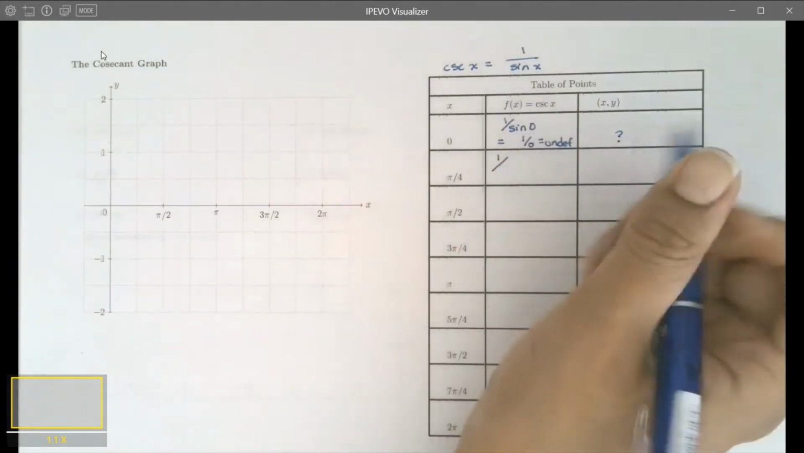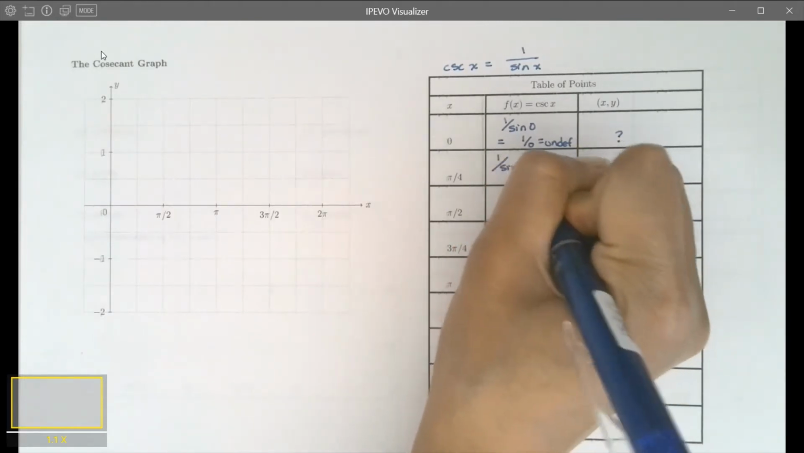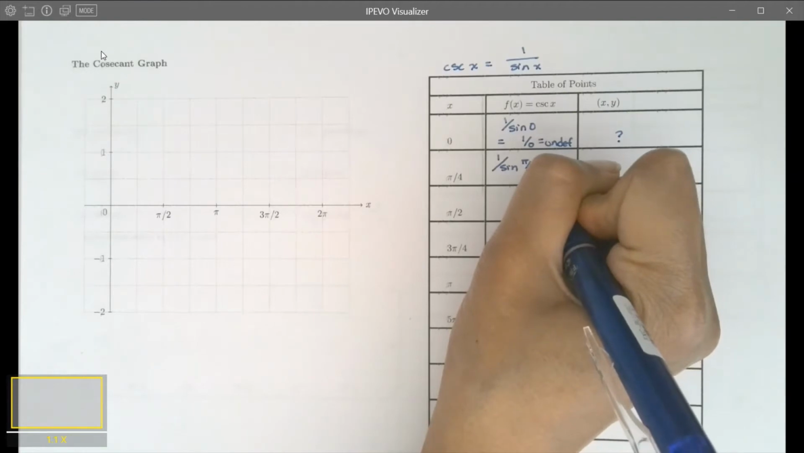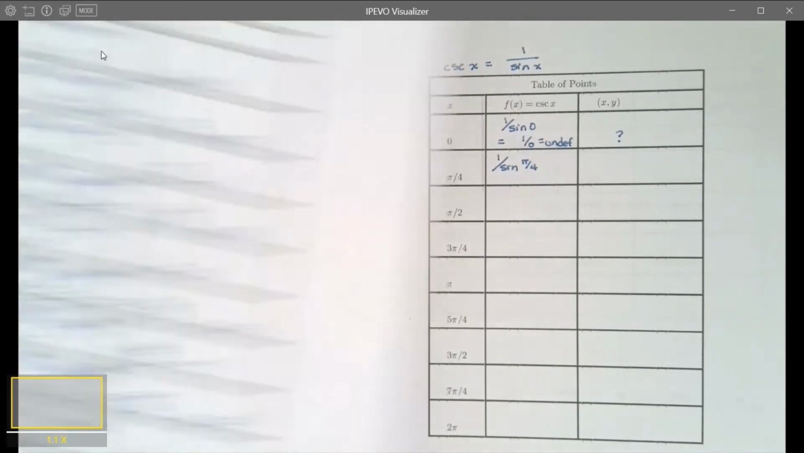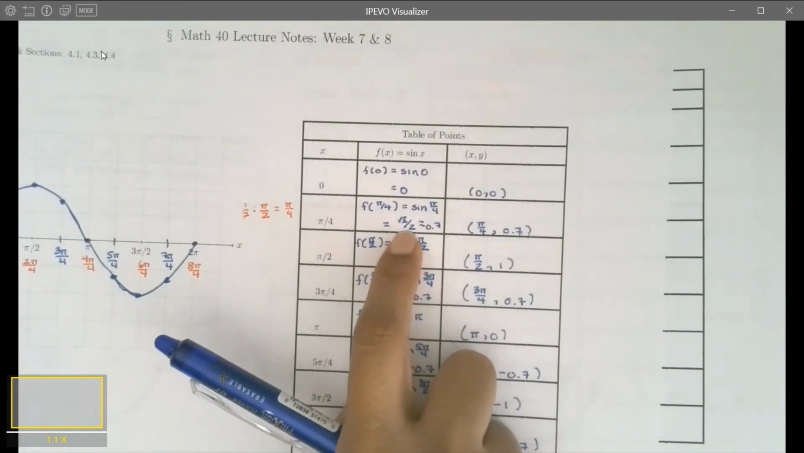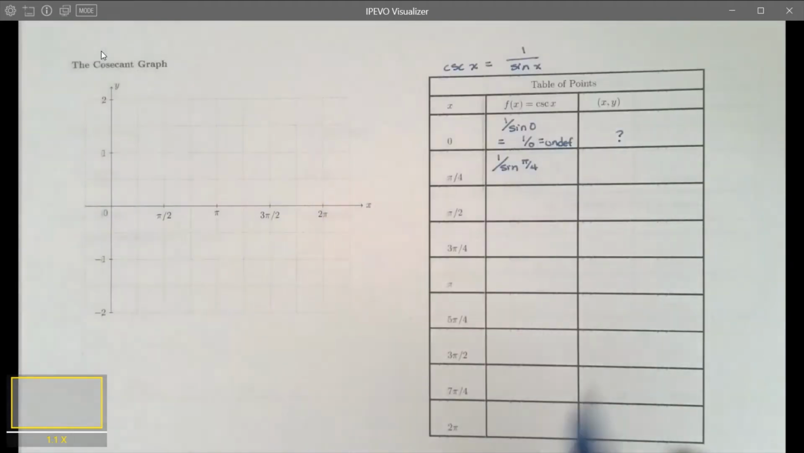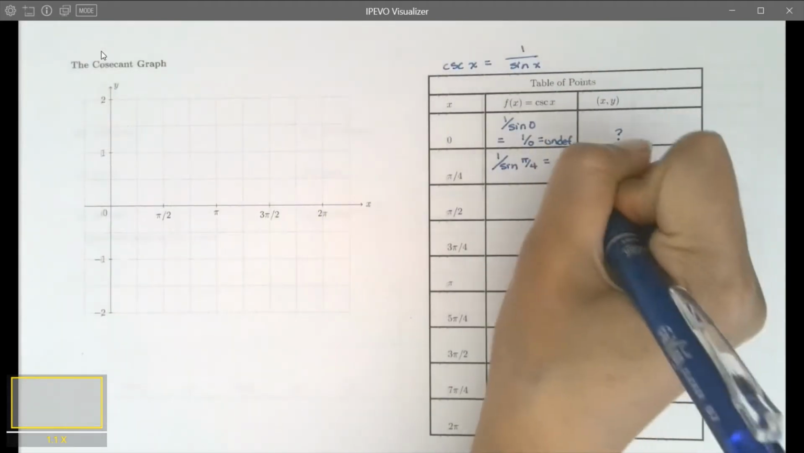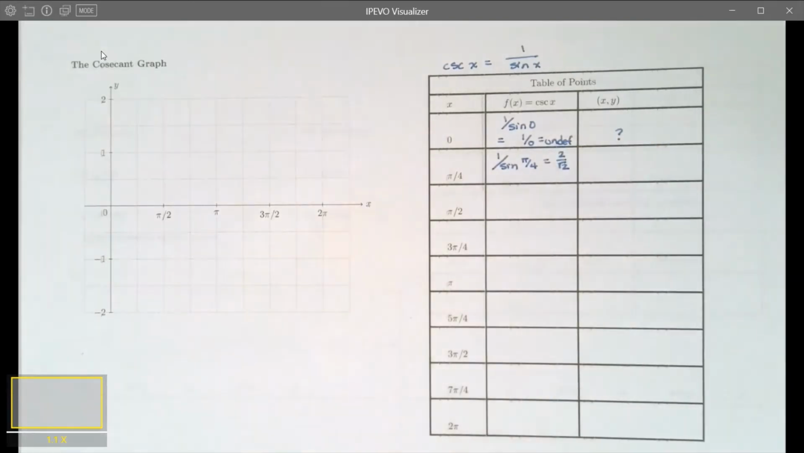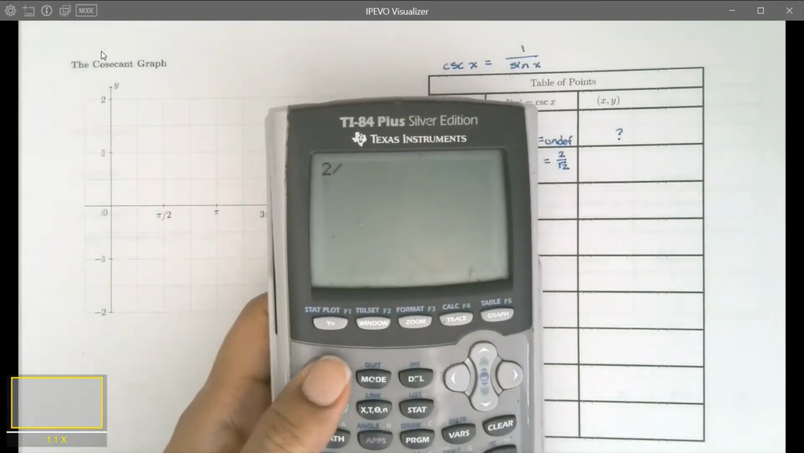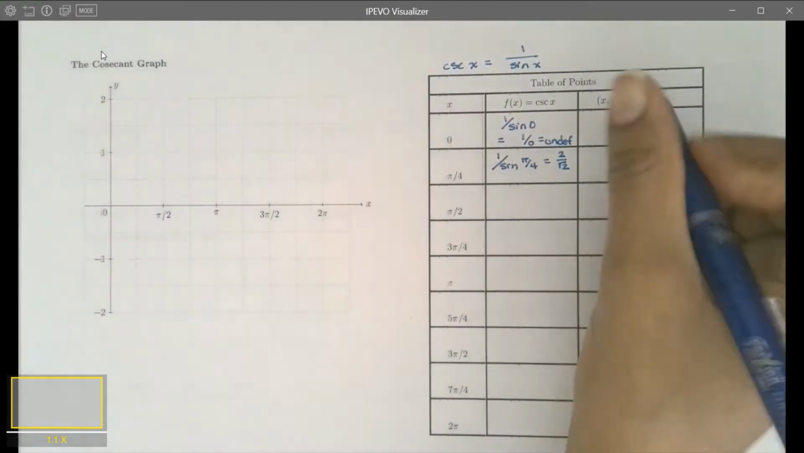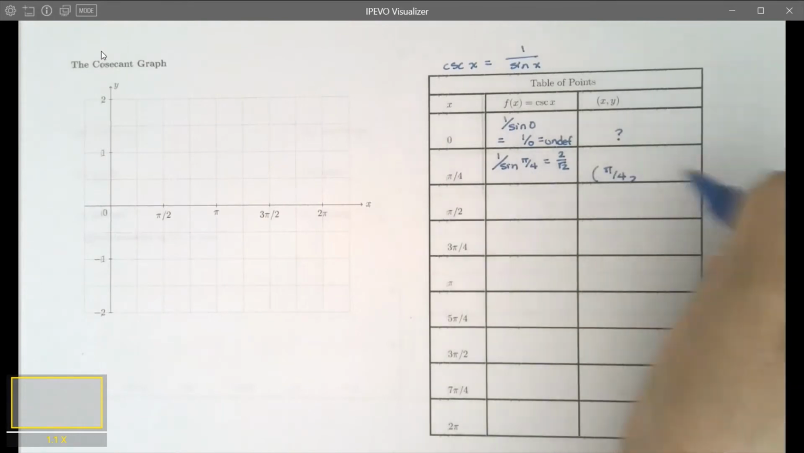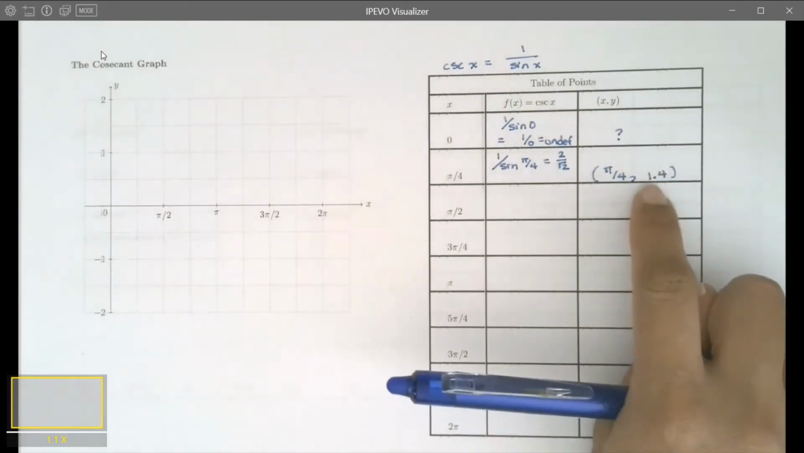The next one is pi over 4. So I'm going to try to evaluate what is 1 over sine of pi over 4. Now if you recall, sine of pi over 4 was radical 2 over 2. So if I take the reciprocal of that, I'm going to end up with 2 over radical 2, which if we punch into the calculator, will give us approximately 1.4. So I'm going to plot the point pi over 4, comma 1.4, where again, this is an approximation.